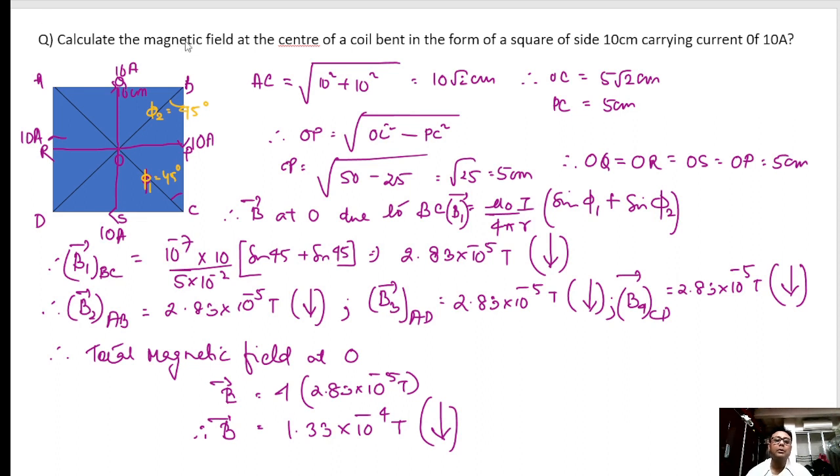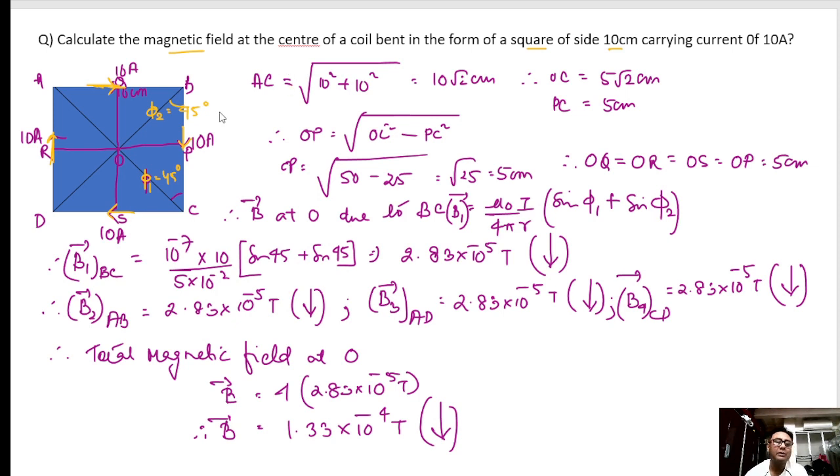Here they have given: calculate the magnetic field at the center of a coil bent in the form of a square of side 10 centimeters and carrying current 10 amperes. So let the current flow in this direction. This is the flow of the current on each side. So the question is, what is the magnetic field at the center?